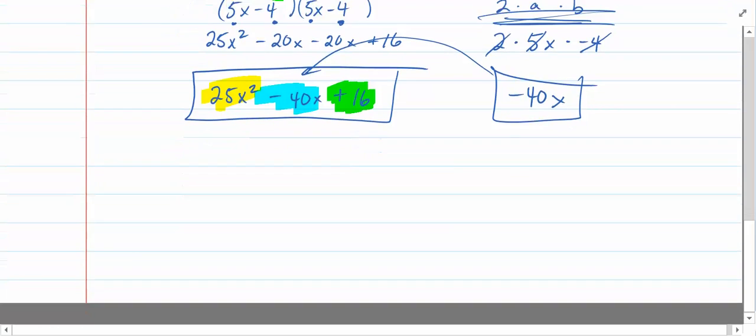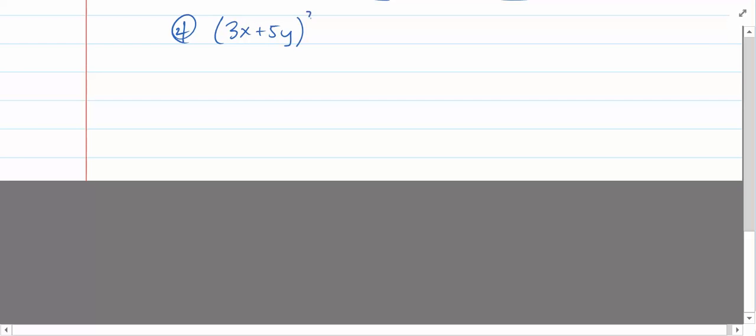I'm going to write down problem number 4, and I'd like for you to try that one on your own. Then check with the rest of the video to see if your answers match. Fourth example that we're going to look at is 3x plus 5y squared. Please pause the video now, complete the math, and verify your work in just a couple seconds.